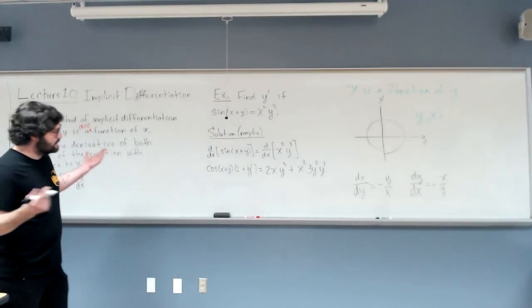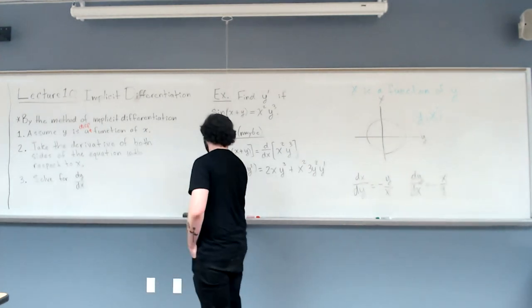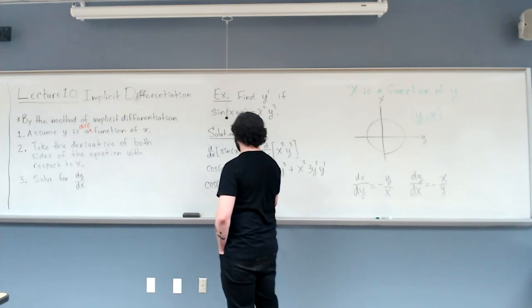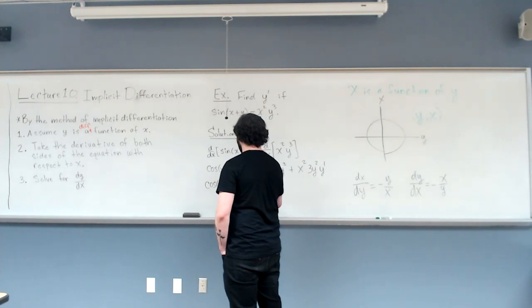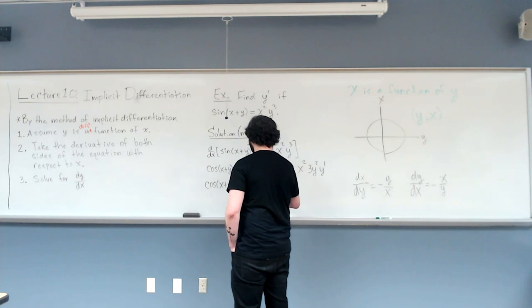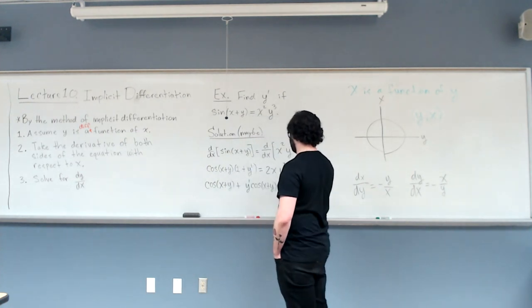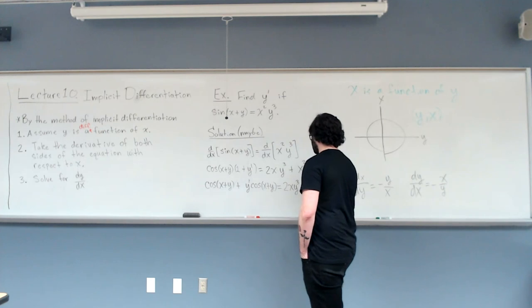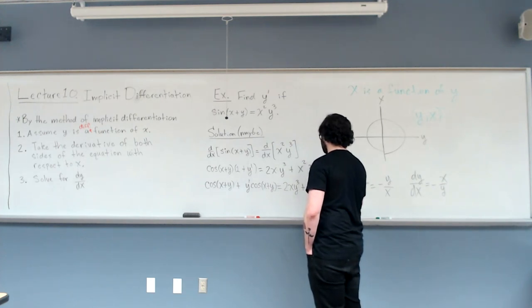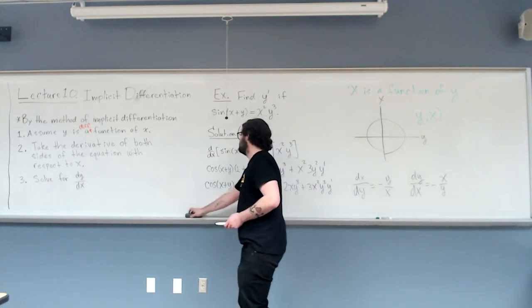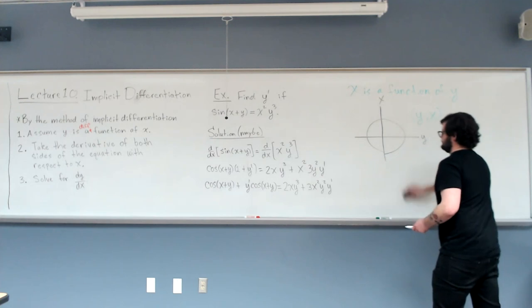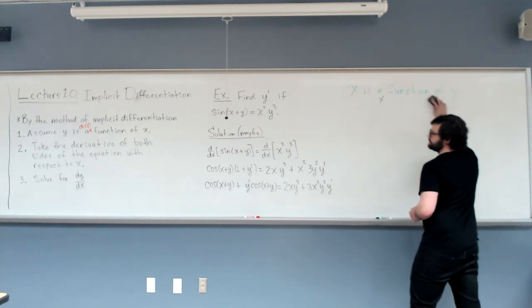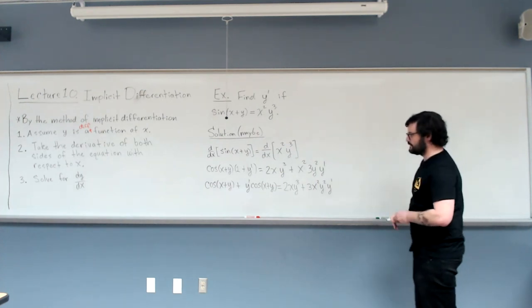All right, so this is just messy algebra now. The left-hand side becomes cosine of x plus y plus y prime times cosine of x plus y. And then the right-hand side stays the same: 2x times y cubed plus 3x squared y squared times y prime. Yeah. All right, so we have to solve for y prime.